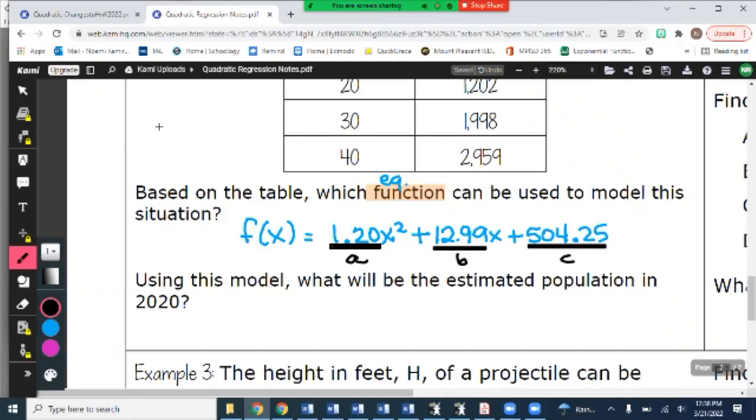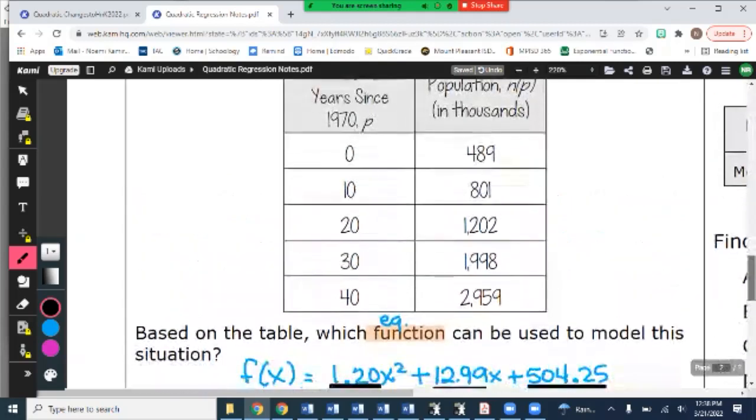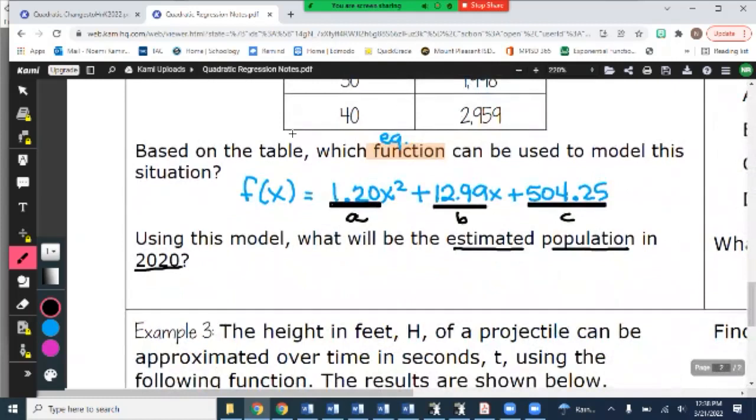So it says, using this model, what will be the estimated population in 2020? Okay, population. First, let's figure out where the population is. Is population an X or a Y value? Y. Population is a Y value. So they want us to figure out what the Y value is. What is my Y value if the 2020 is what? It's a year. Years are my X value.